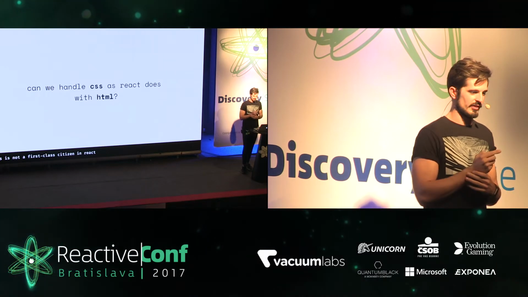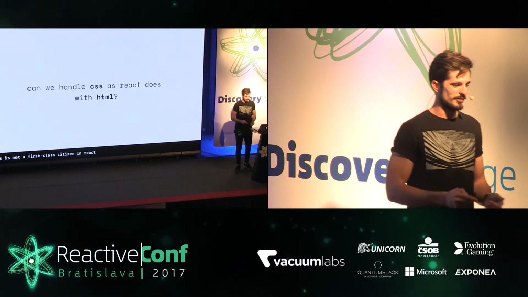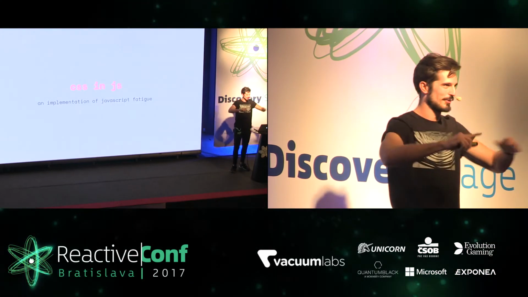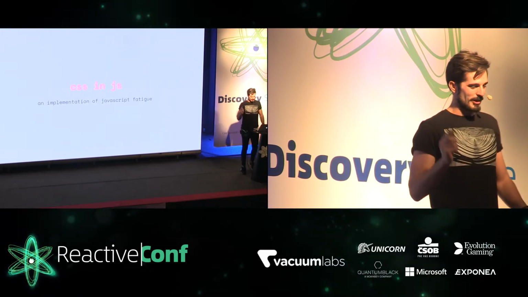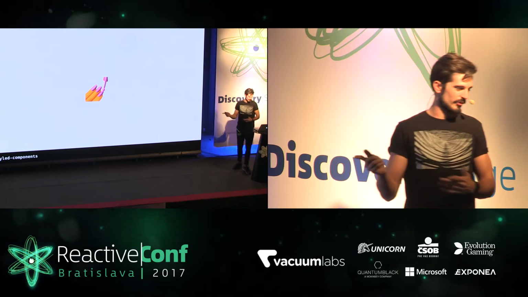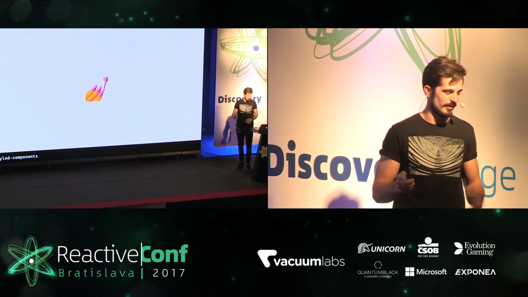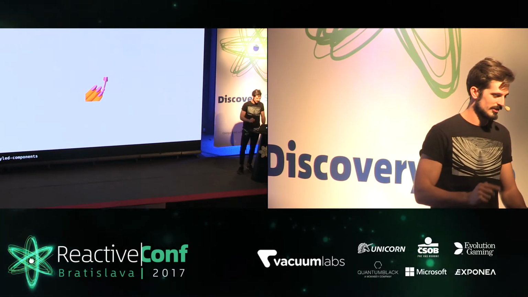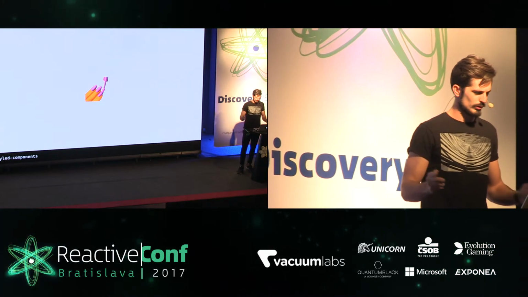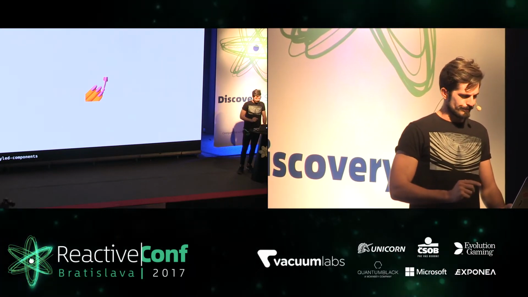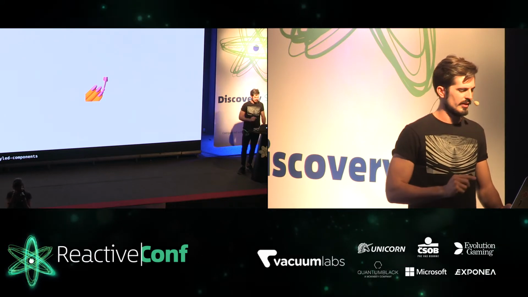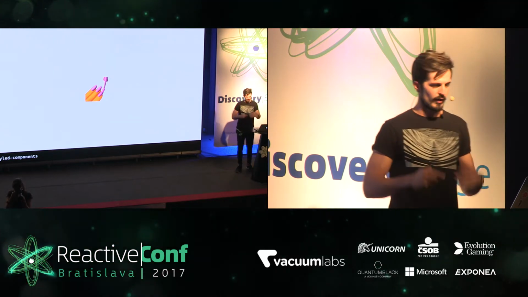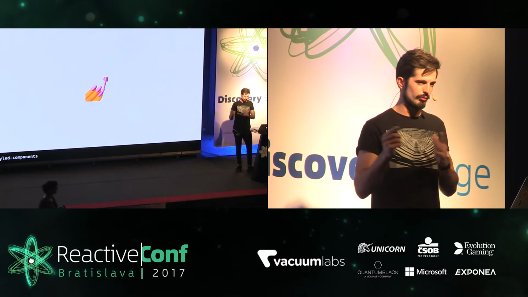So can we handle CSS as React does with HTML? Yes, we do, with CSS in JS. The implementation of the JavaScript fatigue with these 60 different libraries out there, right? But particularly, I'm going to use for the examples styled-components, just because I like the API. There are great libraries out there. We have some authors here that are very smart. And you can use whatever you want, actually, but I'm going to use that as an example. So it is described, styled-components, as primitives for the component era. And you build your components, final components, based on those primitives.